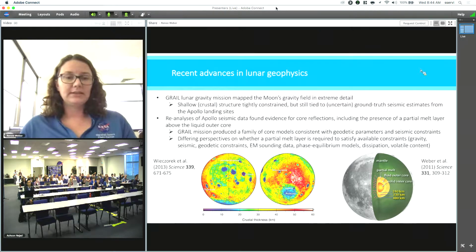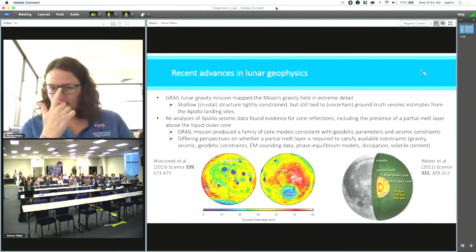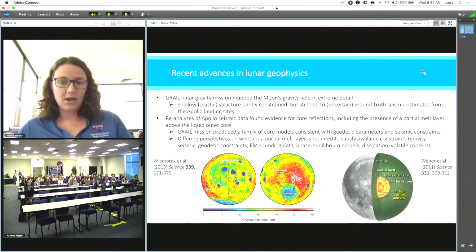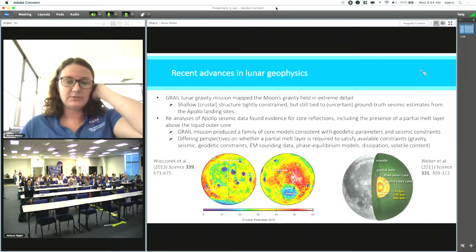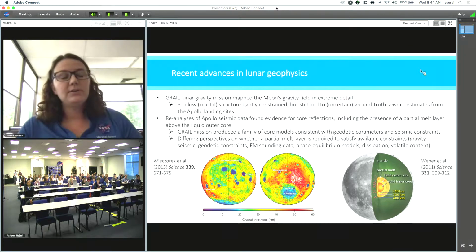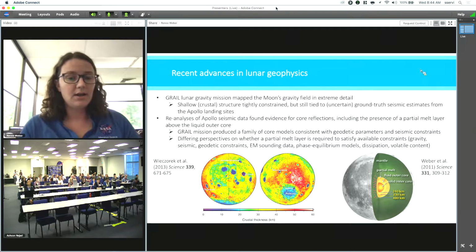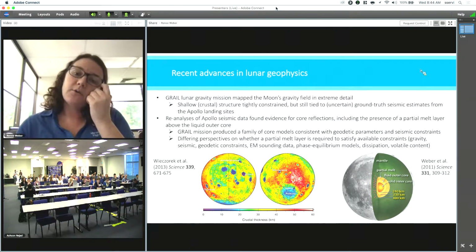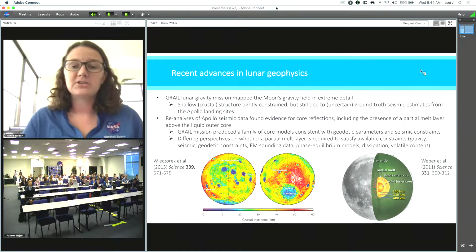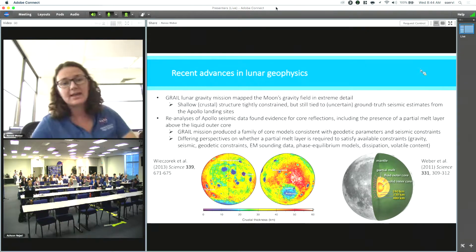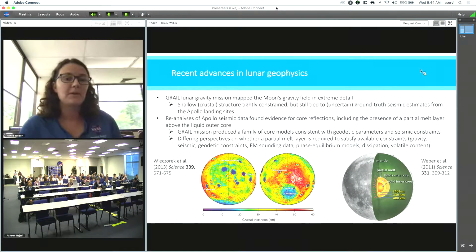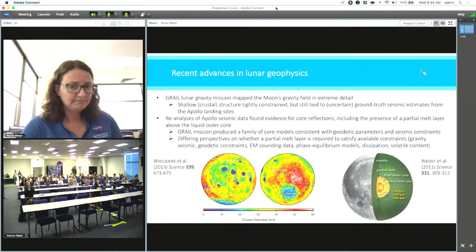So recently, we had the GRAIL mission, and also some work of mine and my colleagues reanalyzing the Apollo seismic data. So obviously we know from GRAIL, GRAIL pretty much got extremely tight constraints on shallow structure. So basically the structure of the crust, global structure of the crust. But I want to point out that those thickness measurements are still tied to ground truth seismic estimates from the thickness of the crust at the Apollo landing sites using the seismic data. And those estimates are uncertain.